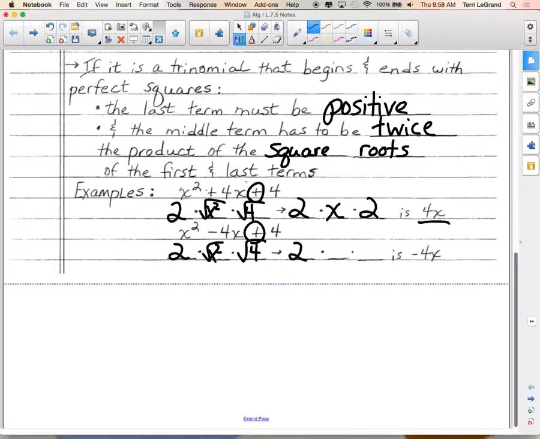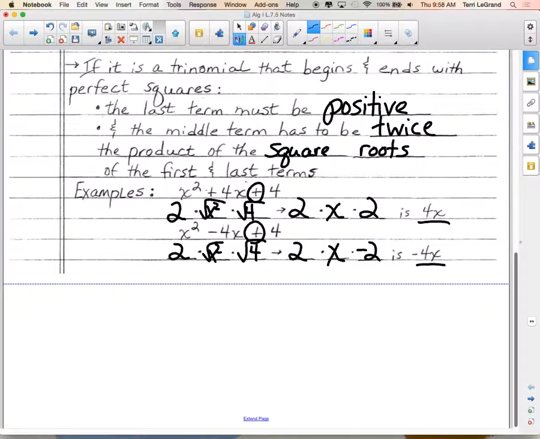You guys are going to think it's not, but wait a minute. Doesn't 4 have another square root? It would be the negative 2. Isn't a negative 2 times a negative 2 also a positive 4? Yes. So we could use the negative square root of 4. So is 2 times x times negative 2 equal to negative 4x? Yes. So does that match our middle term? Yes, so this is a perfect square trinomial also.